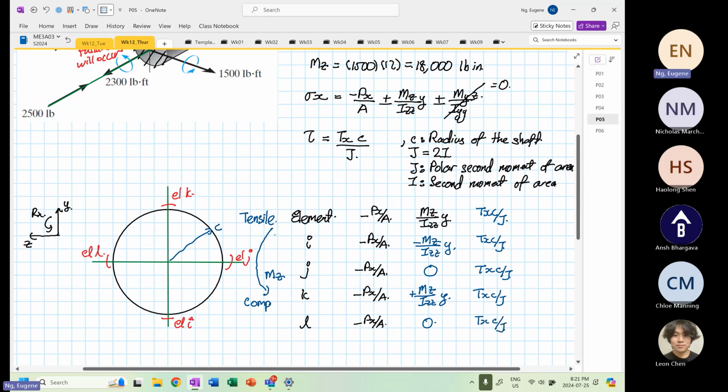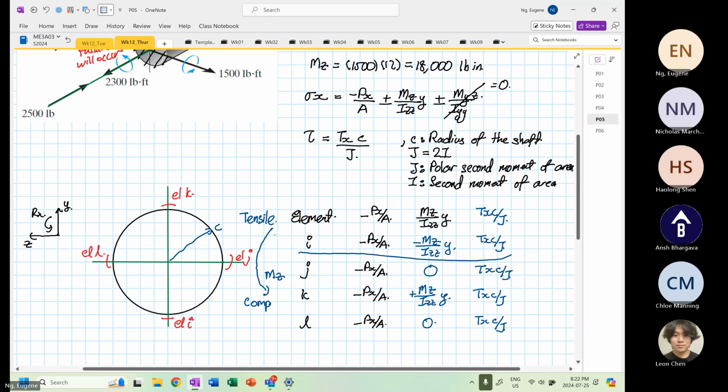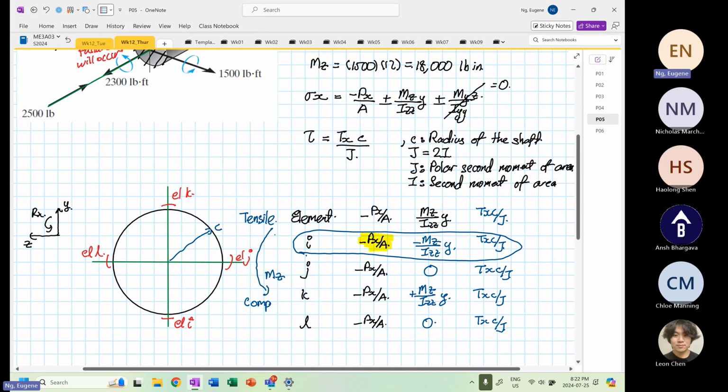So from here, we are able to locate the position of maximum stress. Which element will see the maximum stress? And the answer is element I. Element I will see the maximum stress purely because we have compression due to axial load, and we have compression due to bending moment. This is where the analysis comes in.